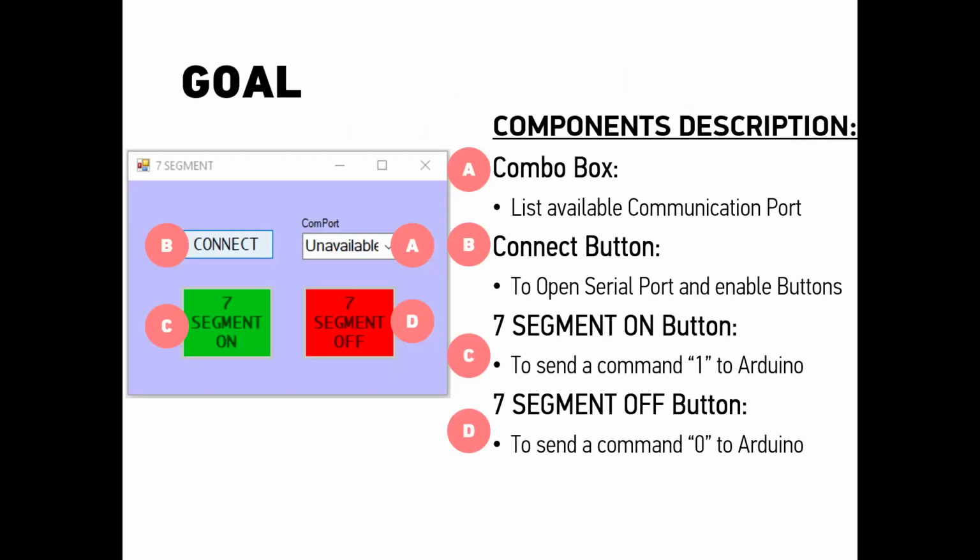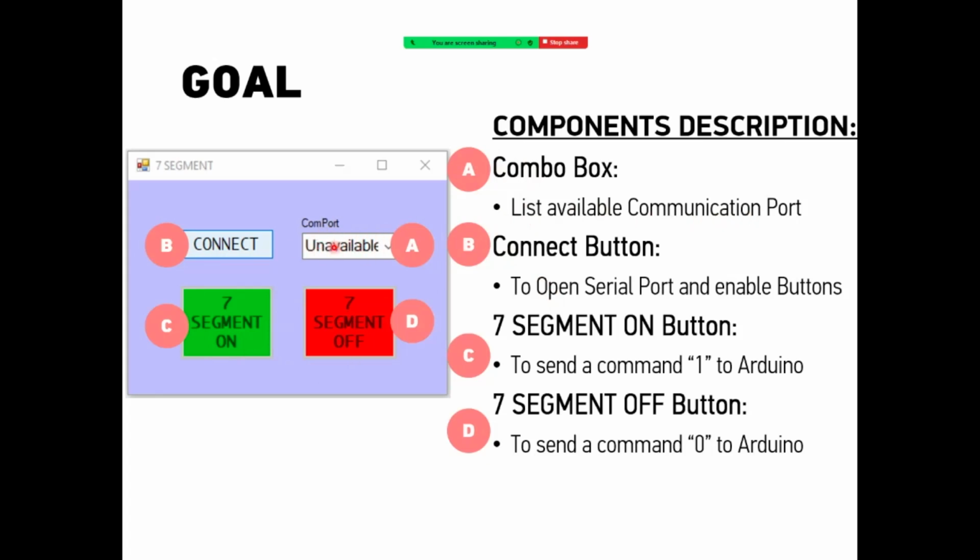The goal is we have to control the 7 segment counting from this Windows Phone. And this button, connect, opens the serial port and enables the 7 segment button. And this is a combo box, it's going to show the available communication ports, and it shows unavailable.